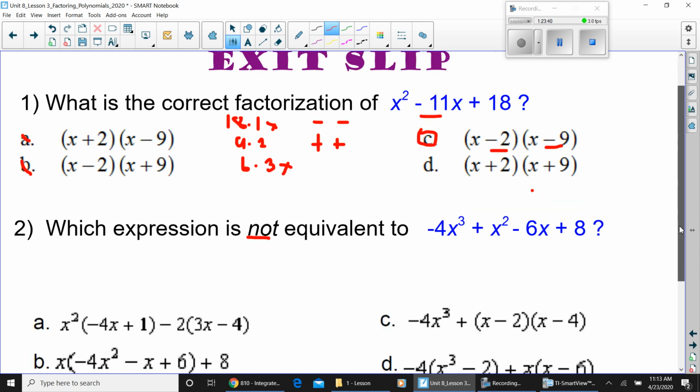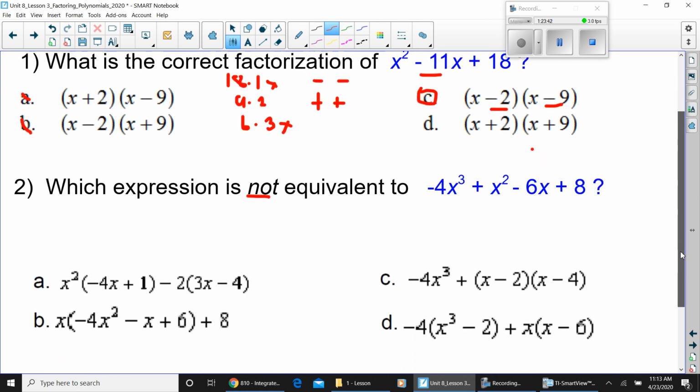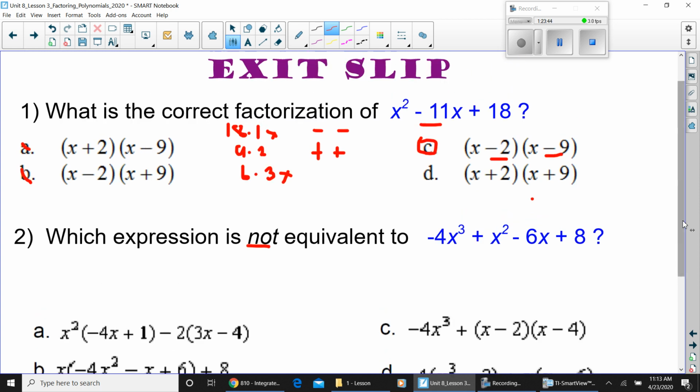If you did distributive property, you would see exactly what that is. This would be all positives. Remember, if you have all positives here, you have all positives here. So this is out.